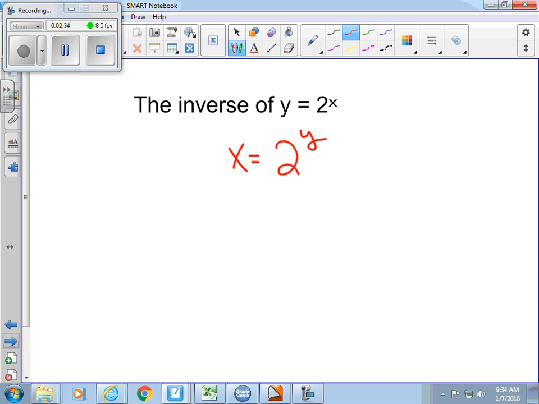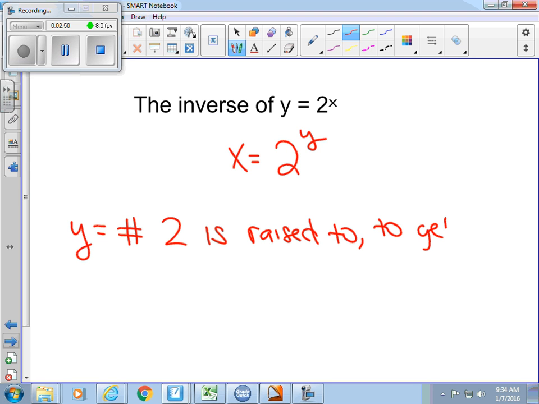Math people had that same problem. So they're very creative and they just gave it a name. So y is the power that the number 2 is raised to. That's the inverse of 2 to the x, right? You can imagine that got very tedious to write. So they gave that a name because that's too much work to write. And they called it log base 2 of x.